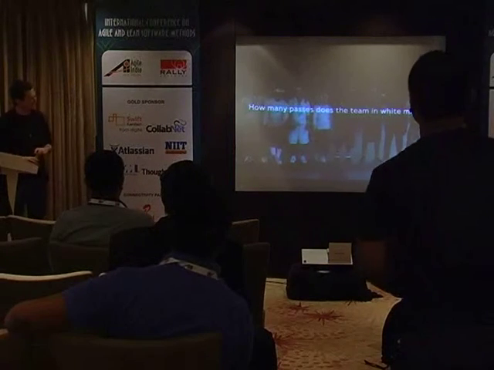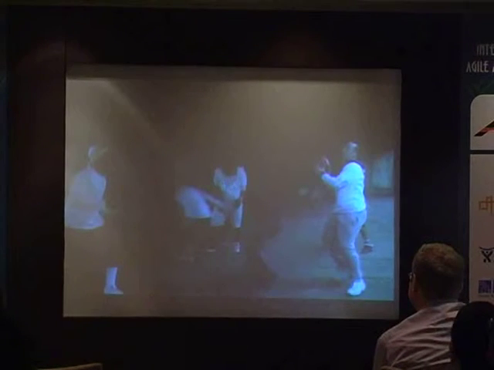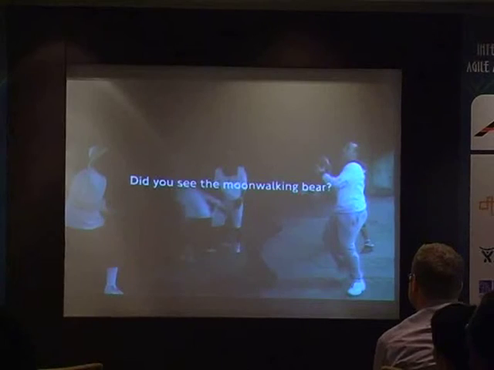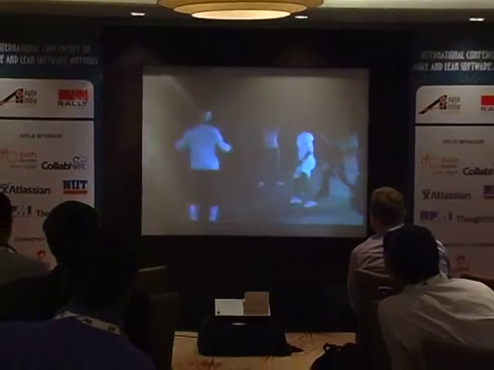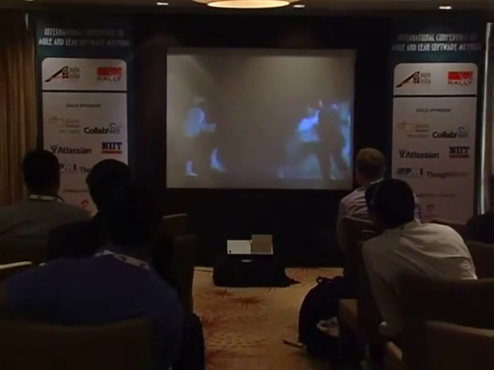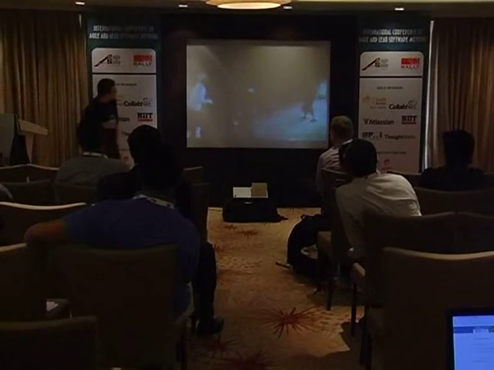Is the team in white? The answer is 13. But did you see the moonwalking bear? It's a bit dark.